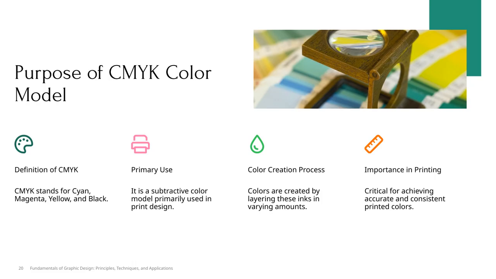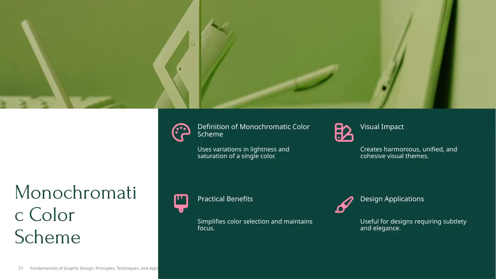Now, let's talk about visual impact. Creating a harmonious, unified, and cohesive visual theme is essential in good design. It helps your audience feel connected and engaged with your message. One key way to achieve this is through the use of a monochromatic color scheme.